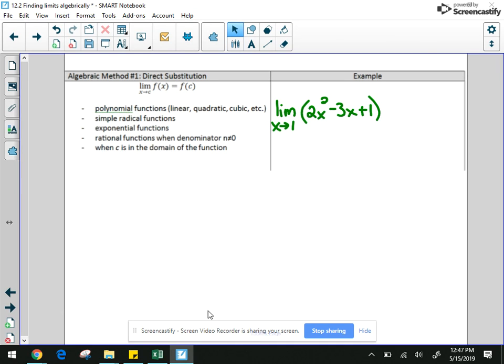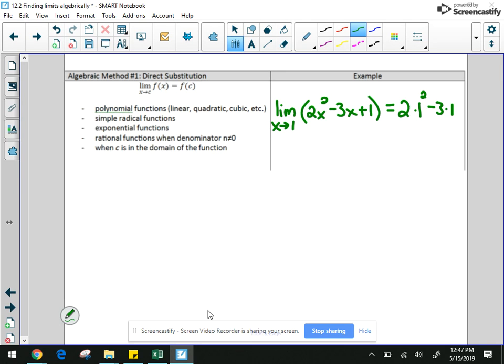So to evaluate this limit, I am going to directly substitute in a 1: 2 times 1 squared minus 3 times 1 plus 1. So 2 minus 3 plus 1. The value of that limit should equal 0.